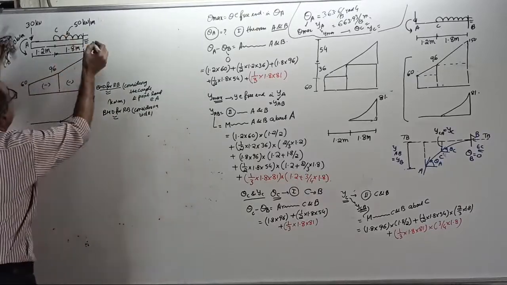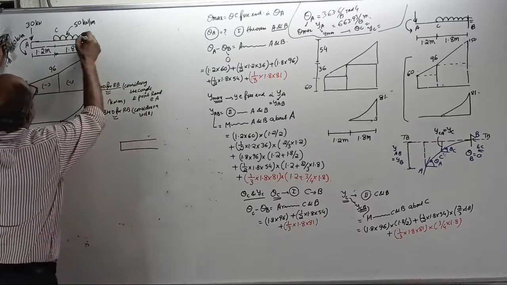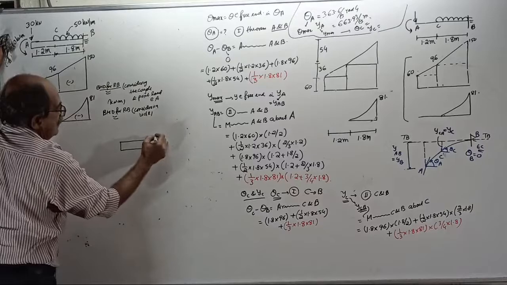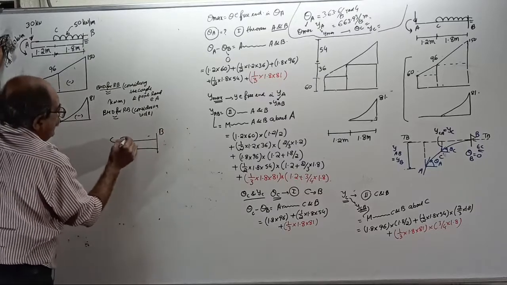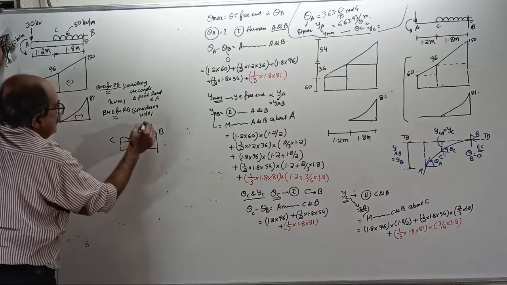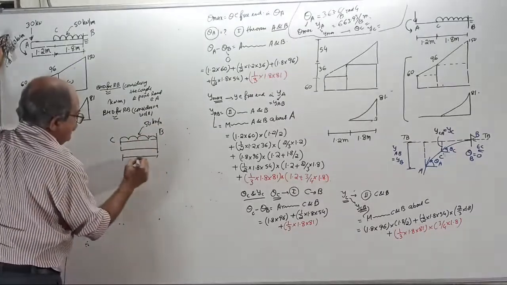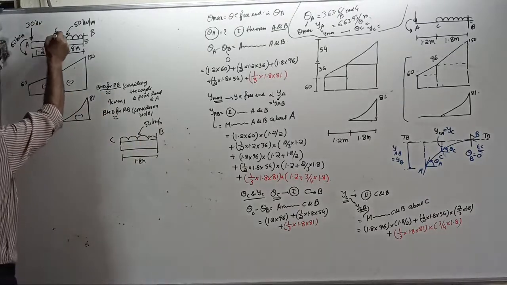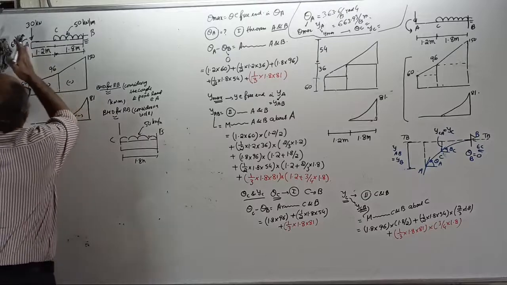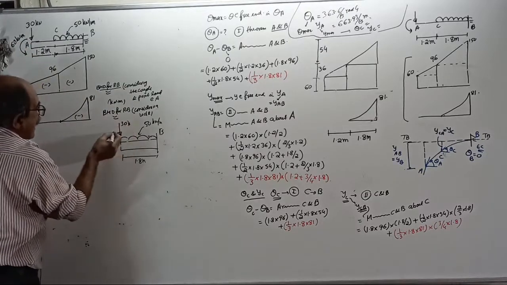If you want the slope and deflection here, you consider only the cantilever from B up to what point? Up to C. Apply that UDL, 50 kilonewton per meter. The length of the cantilever is 1.8 meter. Then this load should be transferred here as a point load of 30 kilonewton, and a couple will come.